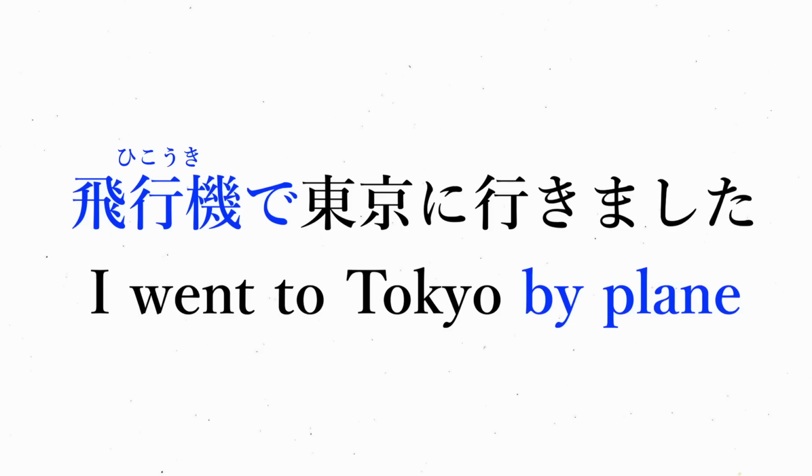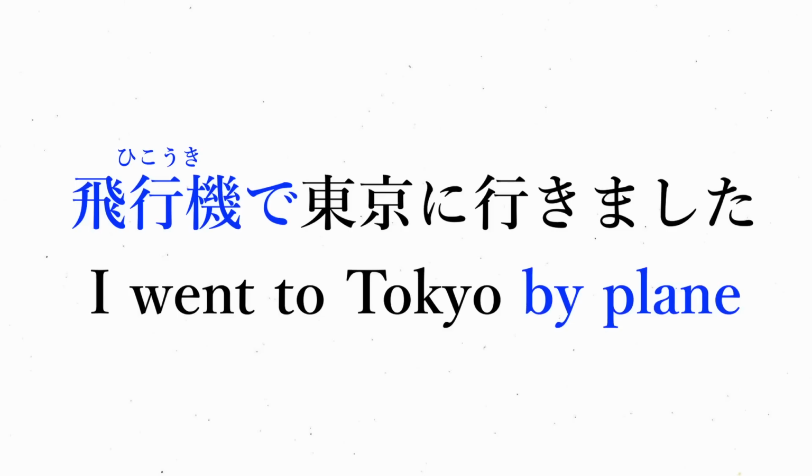So de is actually a very easy particle when you look at it in a certain way, but it trips up a lot of people because they get it confused with ni. There are only two real uses of de. The first one being utilization, the means by which something is done. 飛行機で東京に行きました. I went to Tokyo by plane.